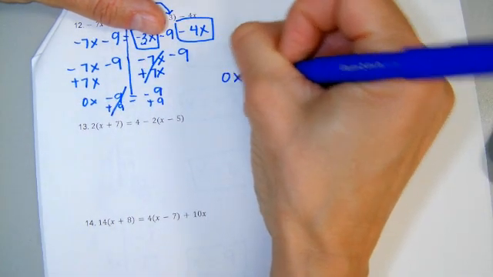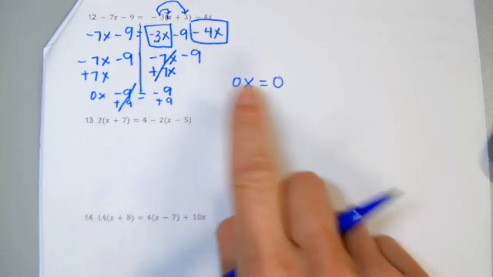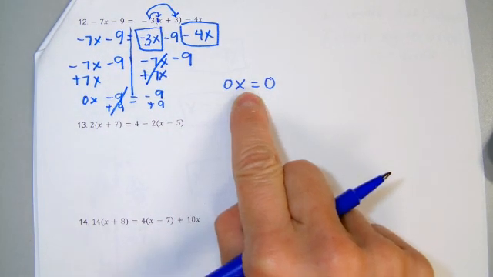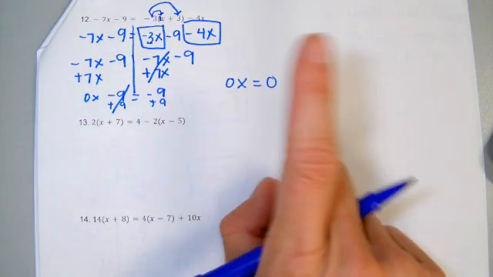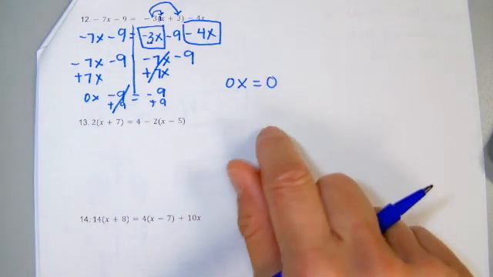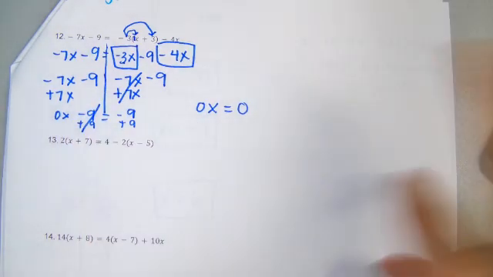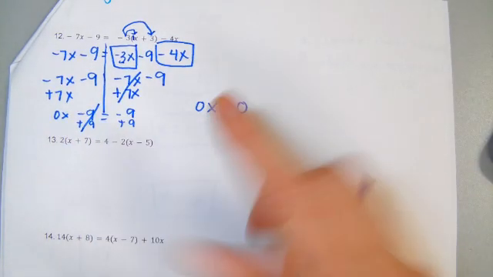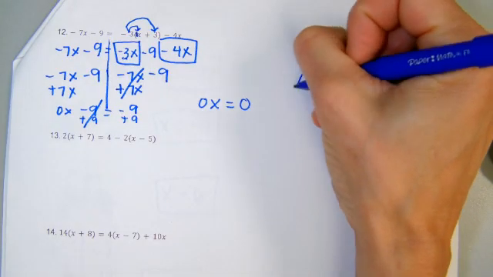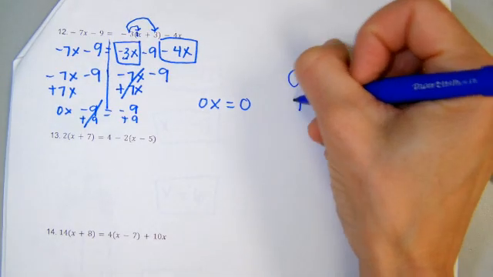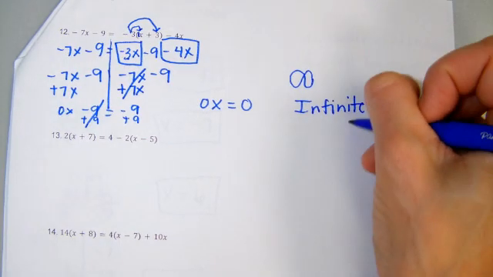I end up with 0x technically equal 0, which means 0 times the number equals 0. So every time we multiply something by 0, it always equals 0. So this means that x could be any number in the world and it will work. So this answer is infinite solutions. That's the symbol, okay? Infinite solutions. That means it can be anything.